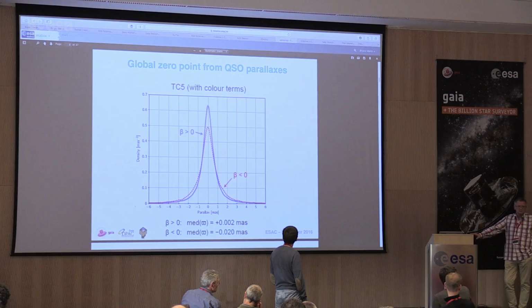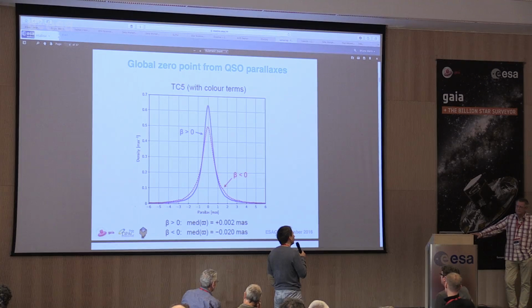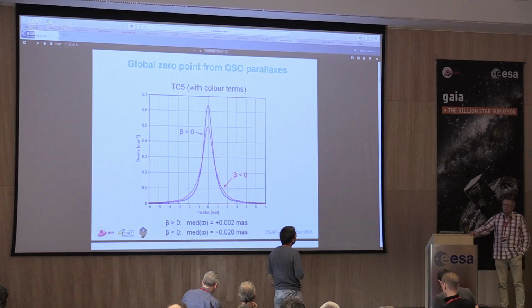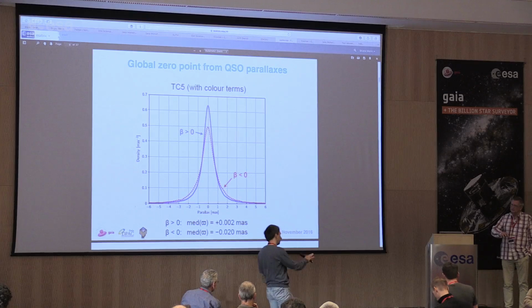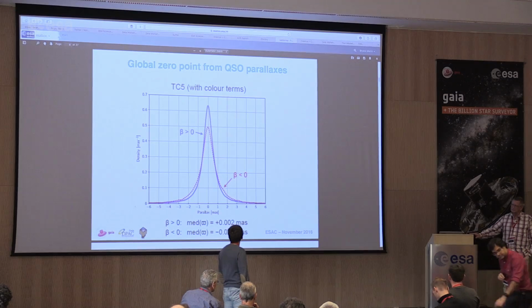This is from the auxiliary solution? Yes. Sorry, the auxiliary solution? It's a few thousand quasars, isn't it? No, it's actually about 100,000 quasars. Okay. But we only published the 2,000 in ICRF.